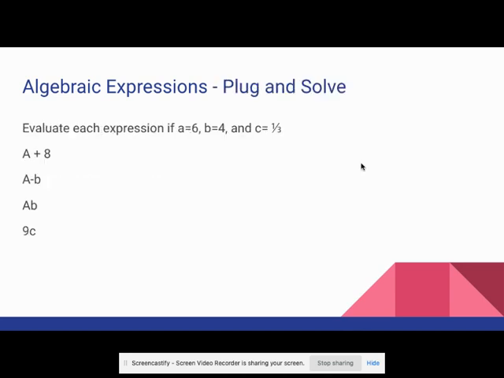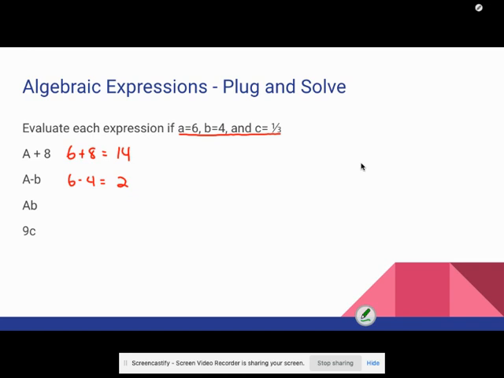For algebraic expressions, I put in here: plug and solve. That's literally all you're doing. You're told that A equals 6, B equals 4, and C equals 1/3. Whenever I see that letter, all I'm going to do is plug in that number for the letter, and then solve using order of operations, or my PEMDAS. A is 6, so my first one is 6 plus 8, which is easy. That's 14. Next, I have two variables, A subtract B. So 6 subtract 4 equals 2.